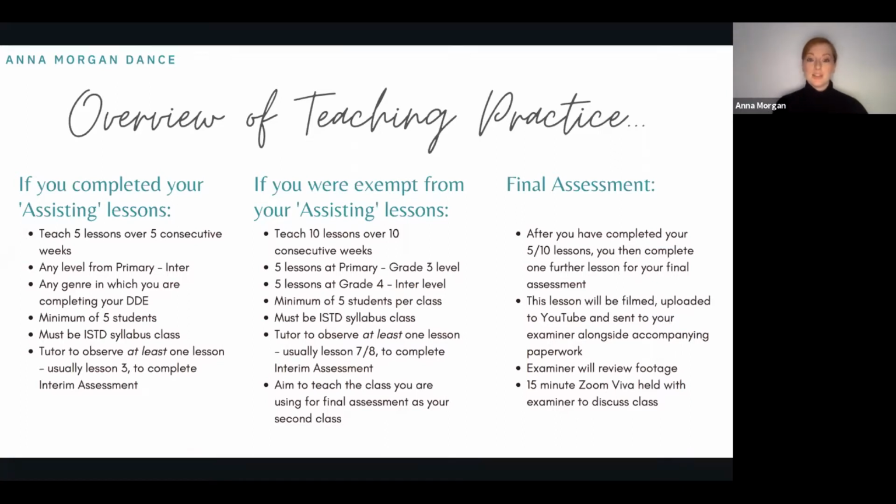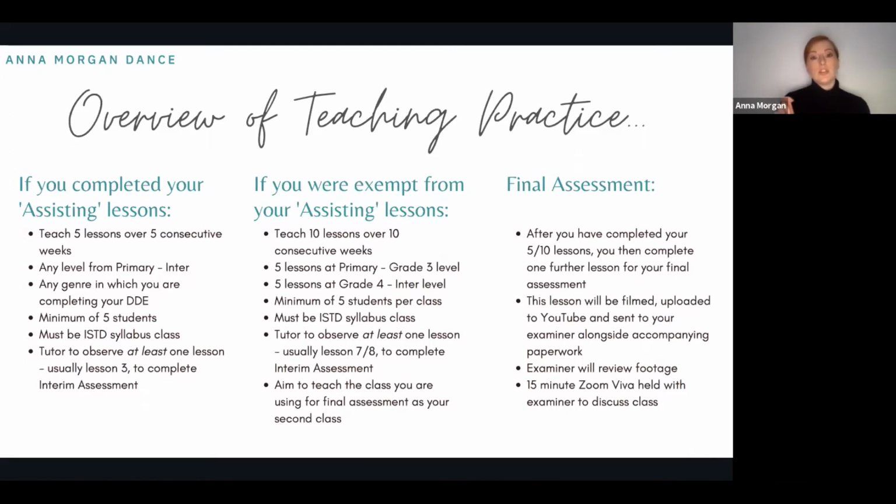Most of those details are the same if you're doing your assisted lessons, except that you're going to do 10 lessons, so you're going to do 2 sets of 5 classes. One of those 5 will be primary to grade 3, the others will be grade 4 to intermediate. Again, 5 students, ISTD class, and your tutor this time would come and observe you on around lesson 7 or 8 for your interim assessment.